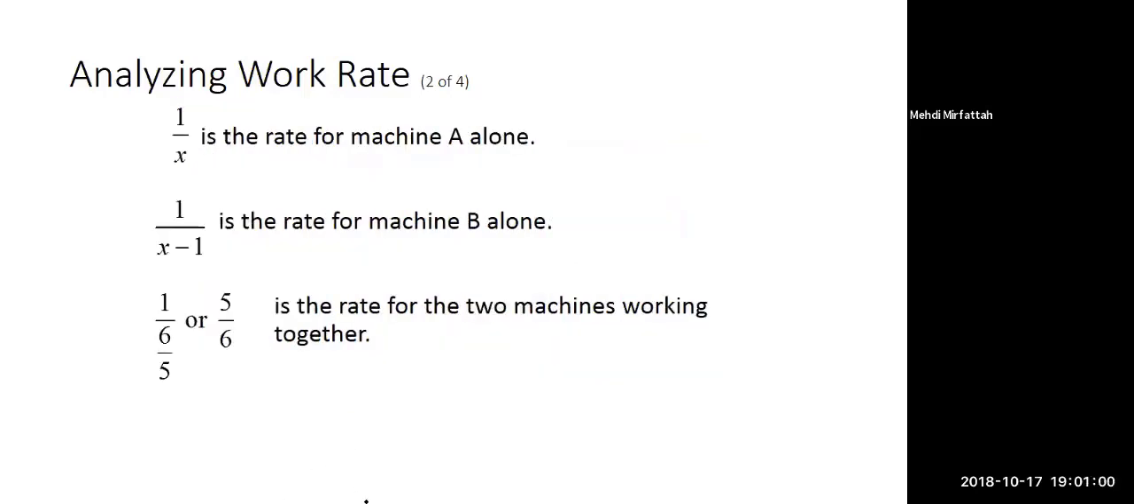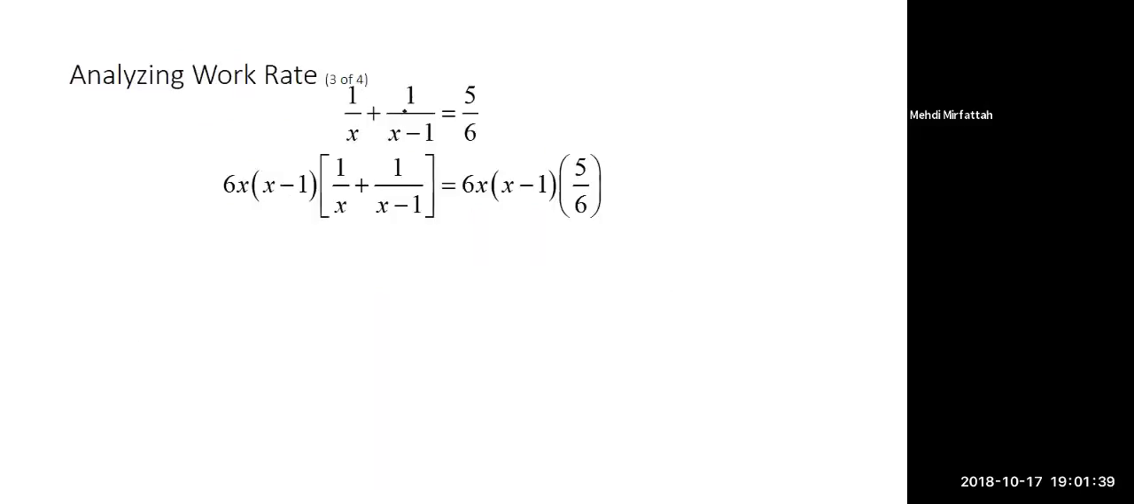So 1 over X is the rate for machine A alone. 1 over X minus 1 is the rate for machine B working alone. 1 over 6 over 5, which is 5 over 6, is the rate for the two machines working together. So remember, we figured this together, we converted this to hours. So it would be 1 over 6 over 5, which is equal to 5 over 6. So we have all the information we need to set up our equation. 1 over X plus 1 over X minus 1 is equal to 5 over 6.